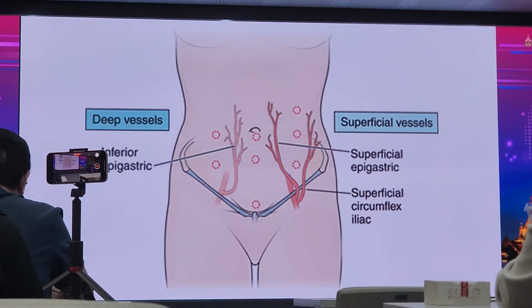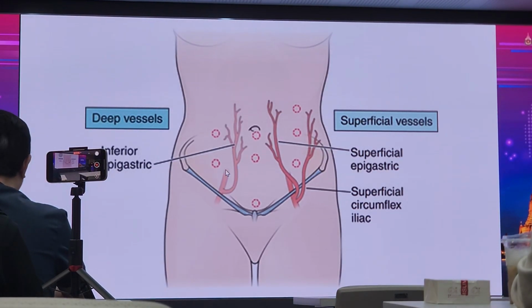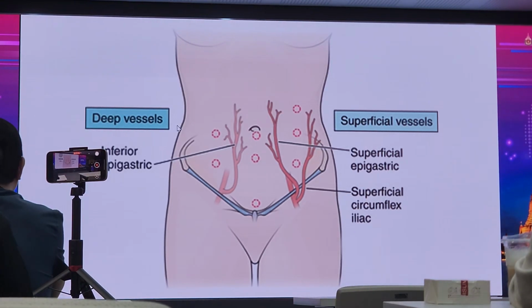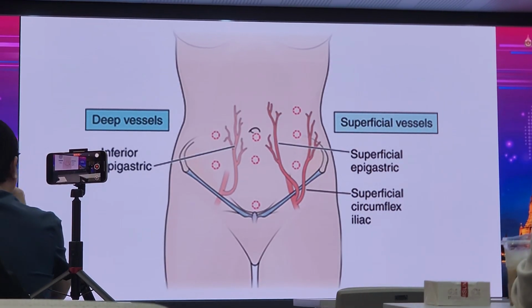For the deep vessels, the one that we fear most is the inferior epigastric artery, which courses medially alongside the rectus muscle. If you place the port too medially, you injure the inferior epigastric vessels. It is the same when you do the Pfannenstiel incision and try to lift the abdominal sheath up and separate the rectus muscle from the sheath. Every time it will bleed here, and you can call it the inferior epigastric artery.